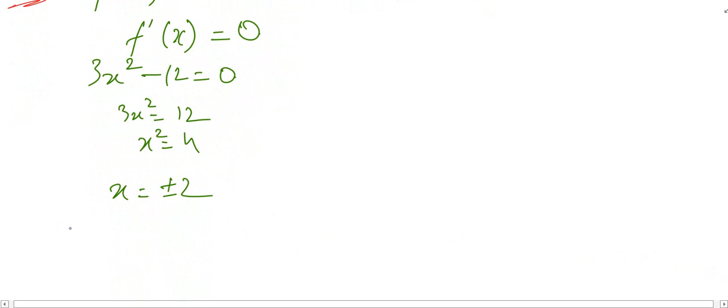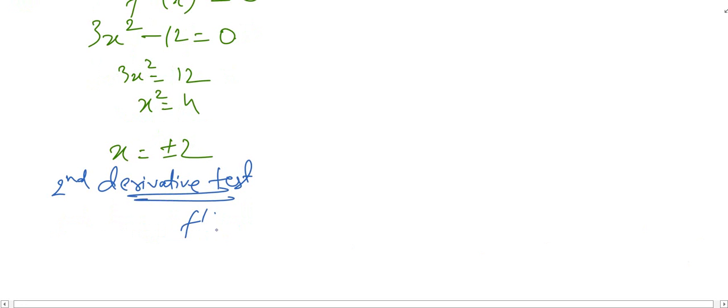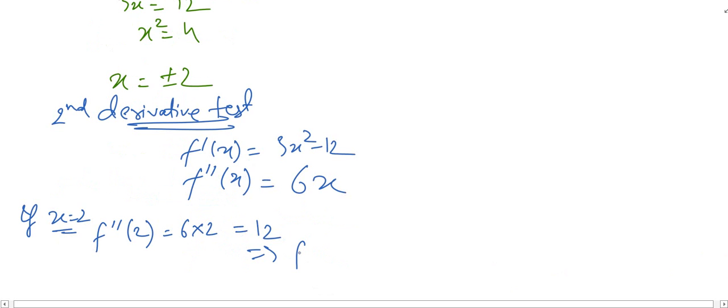Now the next thing is the second derivative test. Now how to use this? We have found that f dash x is 3x square minus 12, right? We again differentiate this and we get 6x. Now if x is equal to 2, f double dash of 2 is 6 into 2, which is equal to 12. This implies f double dash of 2 is greater than 0, which means x is equal to 2 is minima.